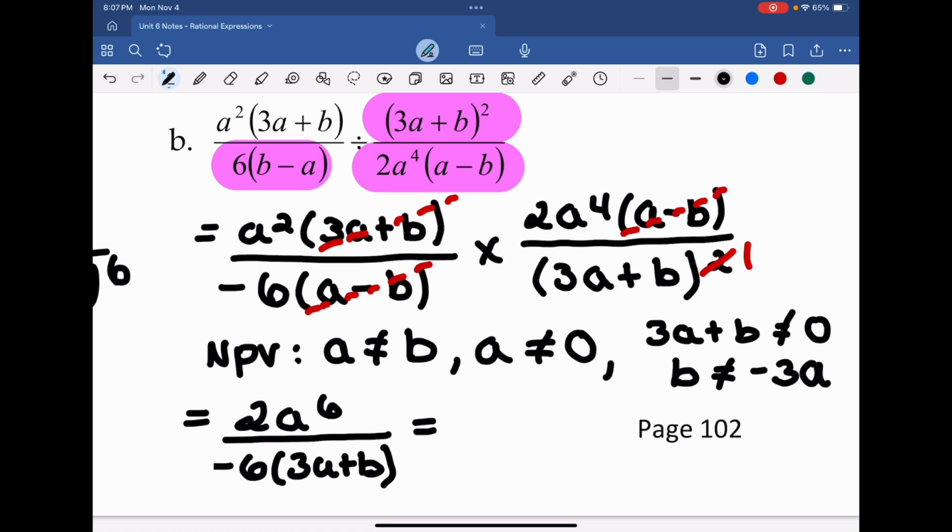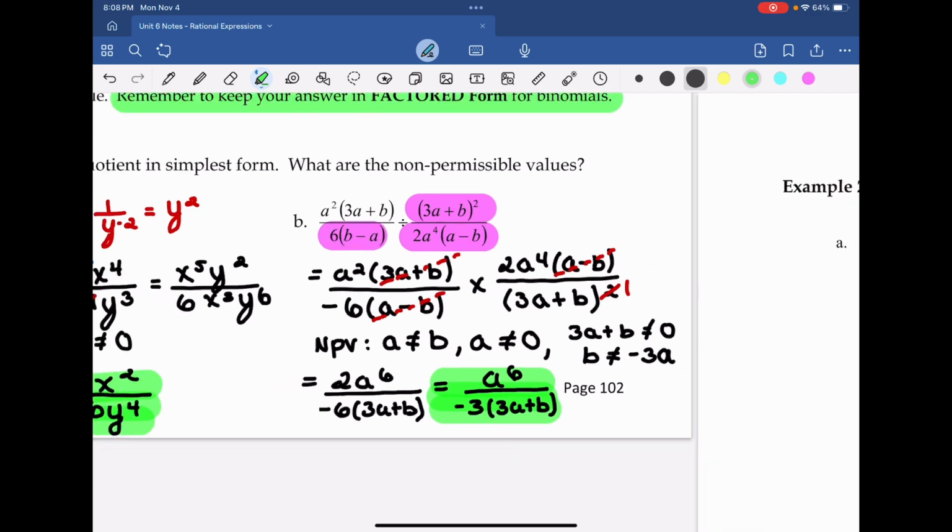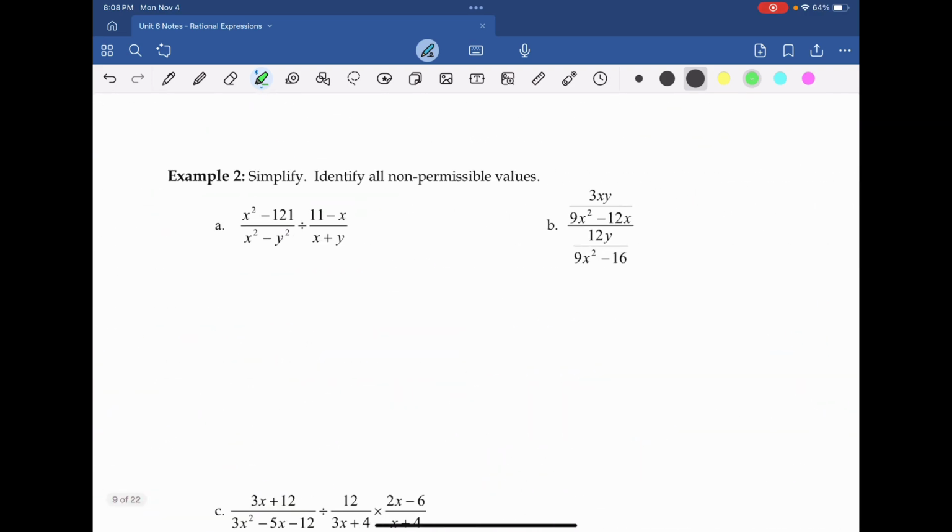Now, for some of you with the keen eye, you're going to look at this and be like, we can reduce this one step further. 2 divided by negative 6 is the same as negative 1/3. So I'm going to make this a to the 6 divided by negative 3, and then 3a plus b. There we go. And I just want to neaten this up a little bit here. So this is negative 3, and then 3a plus b. There's the final answer. We want to reduce not only our fully factored form, but our numbers to go with it as well. Awesome.